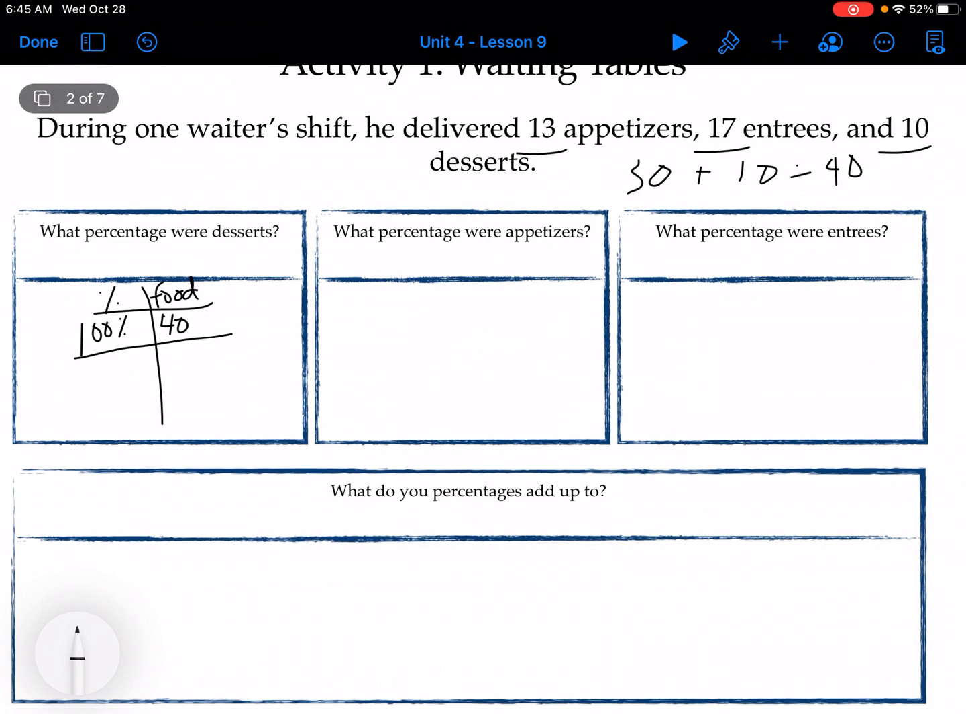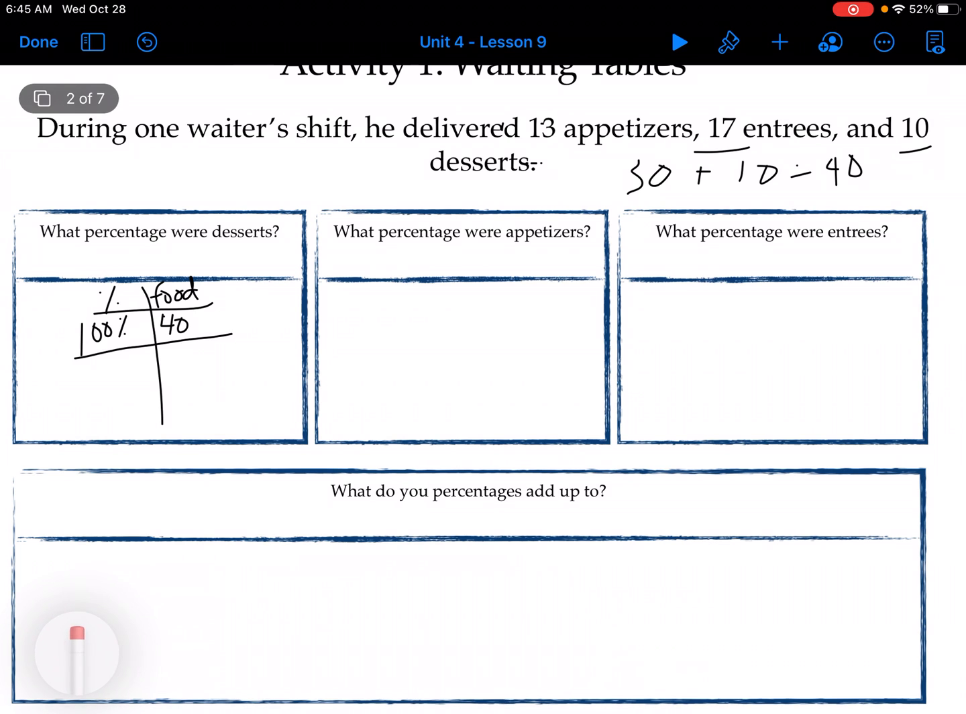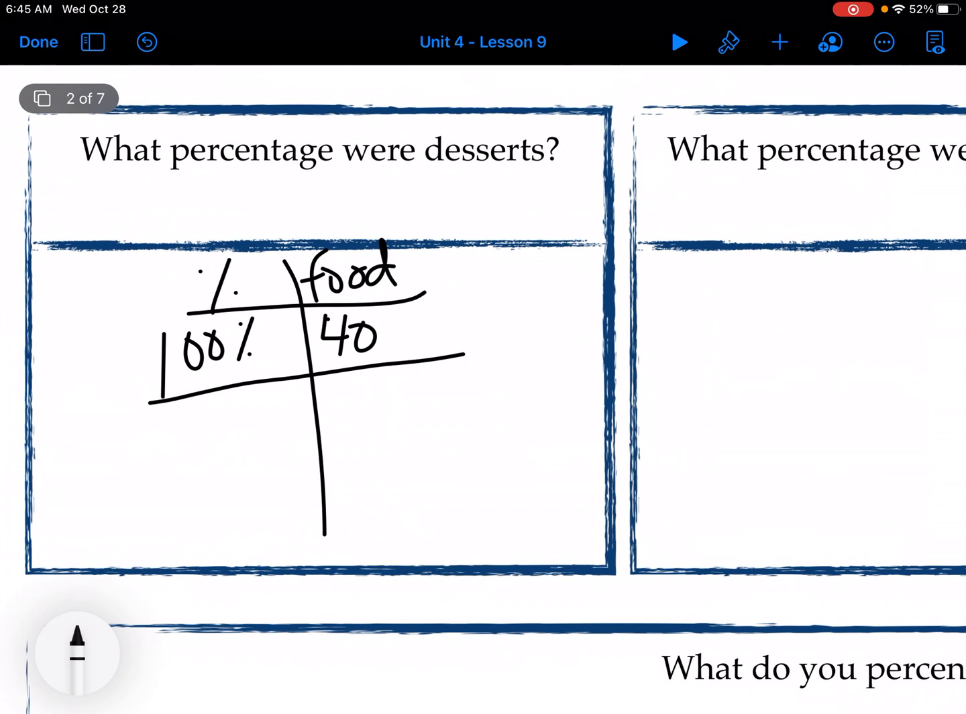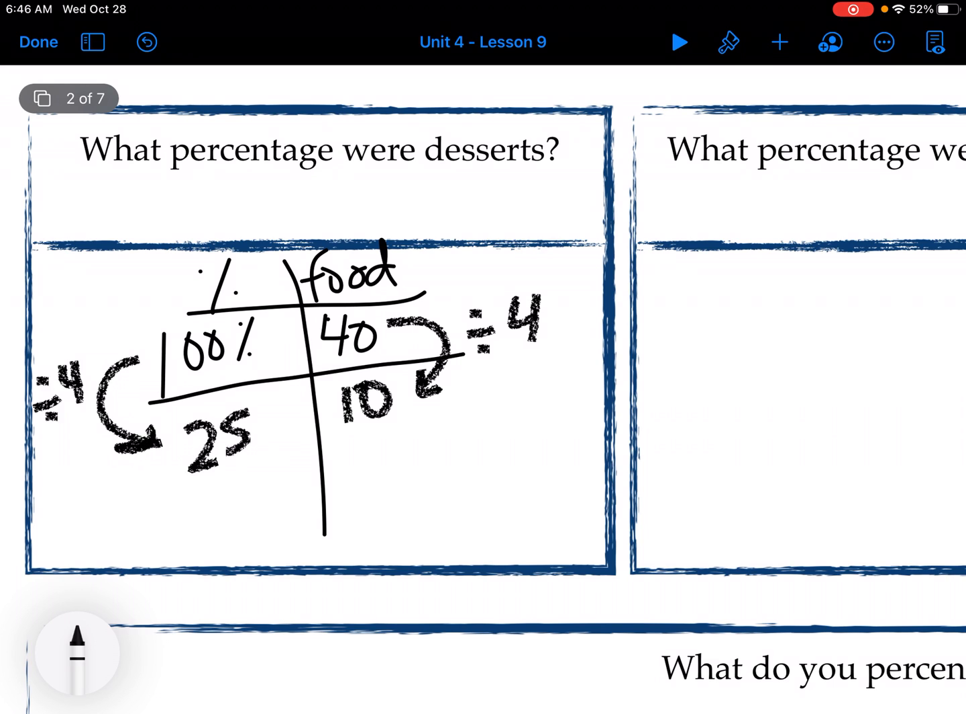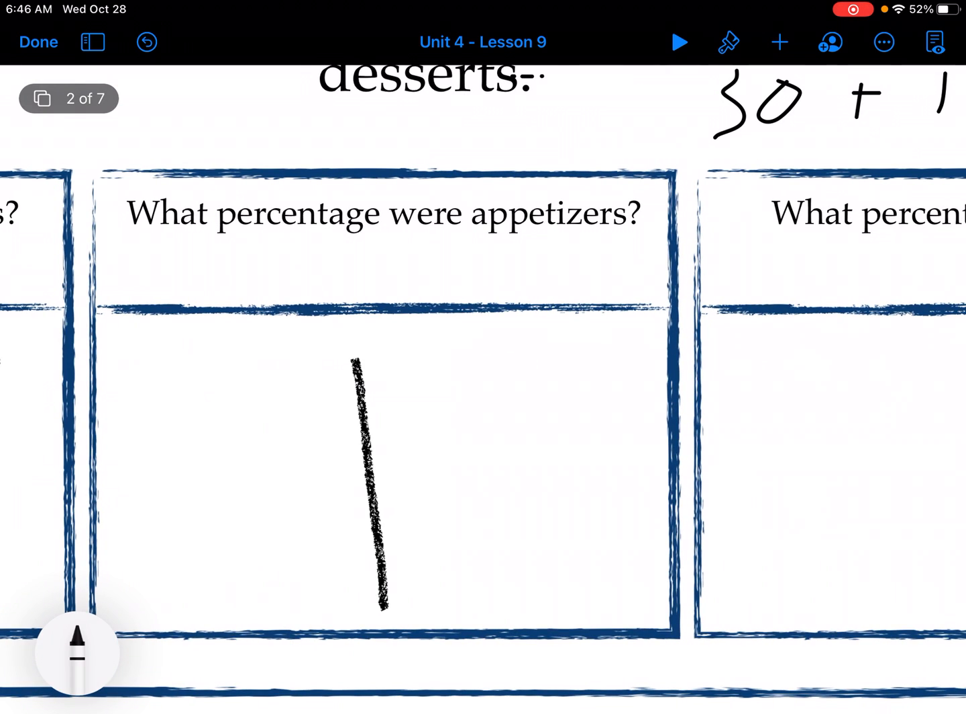I want to figure out what percent is 13. No, I lied. I want to figure out what percent is 10. So I know that I have 10 here. I'm going to divide by 4 because 40 divided by 10 is 4. So 100 divided by 4 is 25%. So what percent were desserts? 25%.